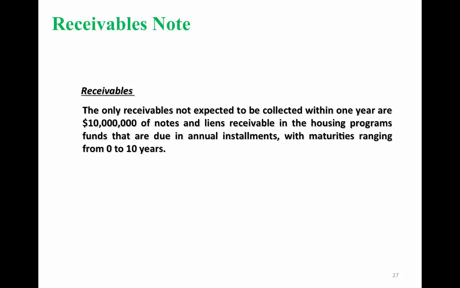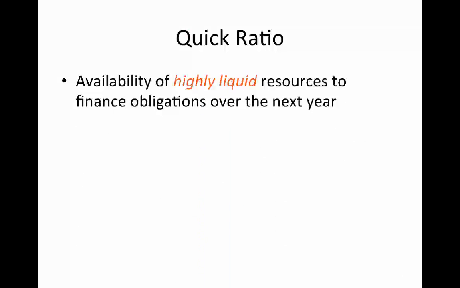Alternatively, you might see it presented in a narrative where they explain that there's a certain portion that isn't collected. And the reason why you want to know this is because you probably should leave that portion out, subtract that from the current assets, because it's not going to be available to the government in the next year, and it won't be able to use it to satisfy its current liabilities over the course of the next 12 months.